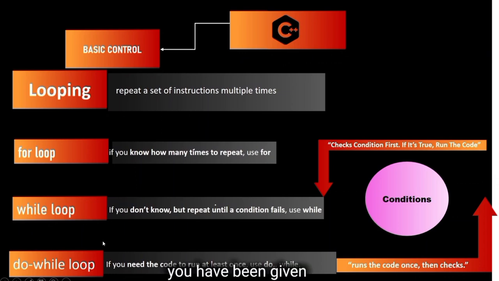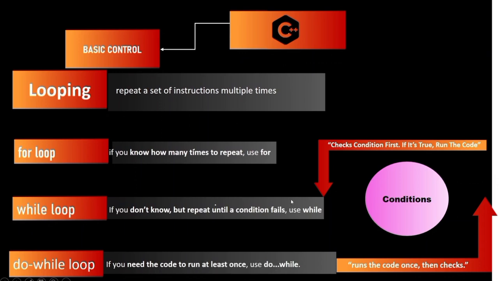You have been given a condition as a program, that you need to start from this time up to this period, or from this number up to this number. It means you know the loop times. So if you know the number of times to repeat, then you use the for loop. But if you don't know the number of times to repeat, then you use the while loop. Then last but not least, the do while loop. When do we use the do while loop? If you need the code to run at least once.